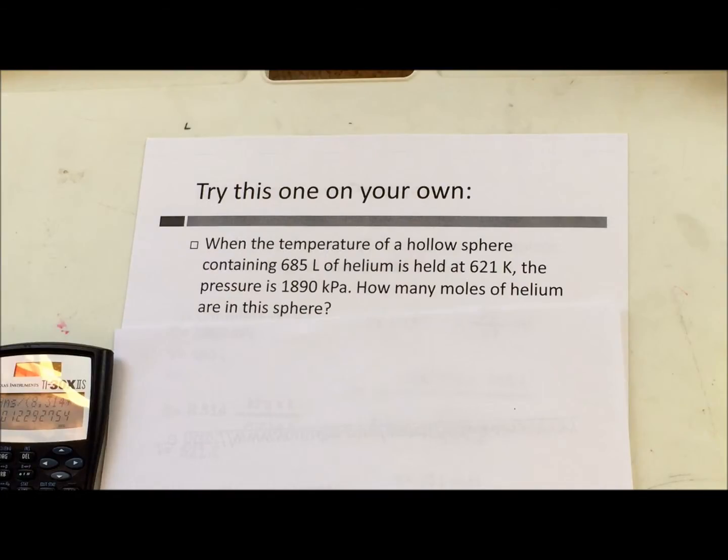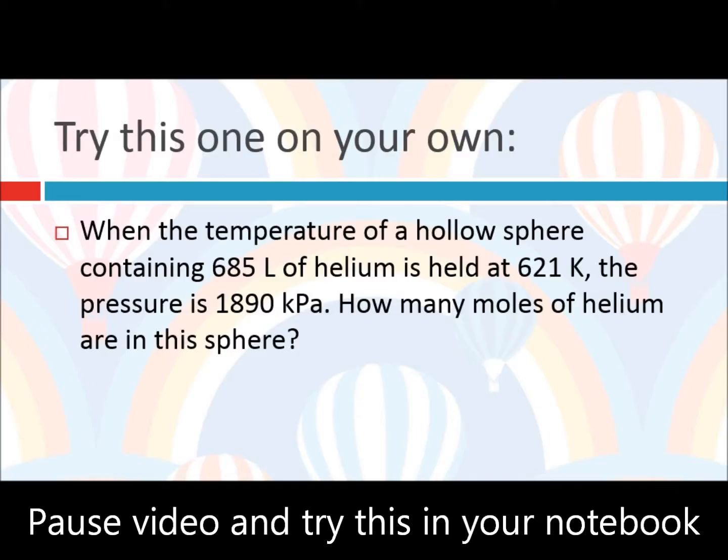On a separate sheet of paper or in the back of your foldable, you're going to try this one on your own. So when the temperature of a hollow sphere containing 685 liters of helium is held at 621 Kelvin, the pressure is 1,890 kPa. How many moles of helium are in this sphere?